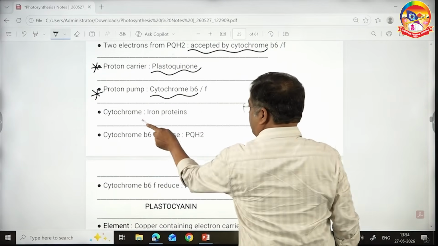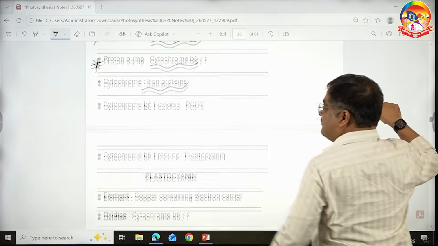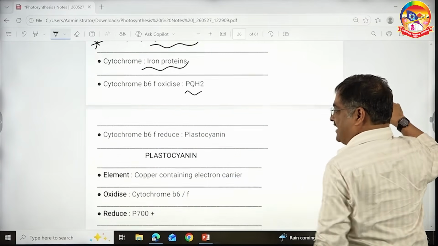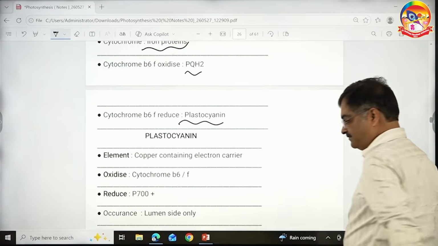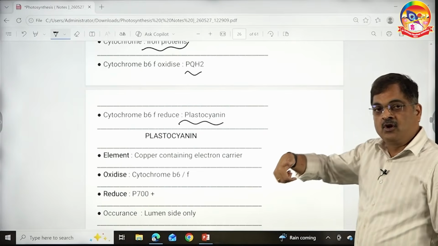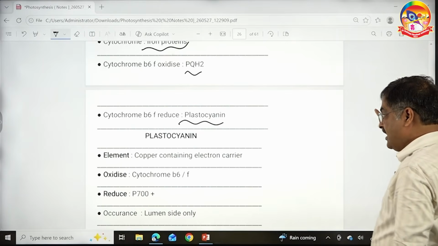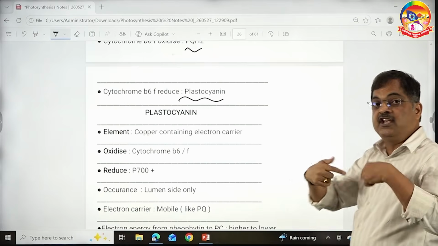Cytochromes are iron-containing proteins, and cytochrome b6f oxidizes PQH2 and is going to reduce plastocyanin. So the electrons from cytochrome b6f, children, reach plastocyanin.